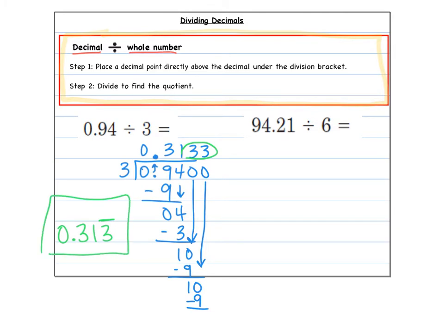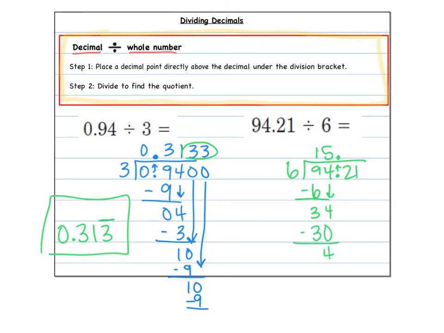Next one, 94 and 21 hundredths divided by 6. Division bracket, first number goes inside, second number on the outside. Step 1, place the decimal directly above, and now we divide like normal. 6 goes into 9 one time. 1 times 6 is 6. Subtract. 9 minus 6 is 3. Drop down the 4. 6 goes into 34. Well, 6, 12, 18, 24, 30. So that would be 5 times. 6 would be too many. 5 times 6 is 30.